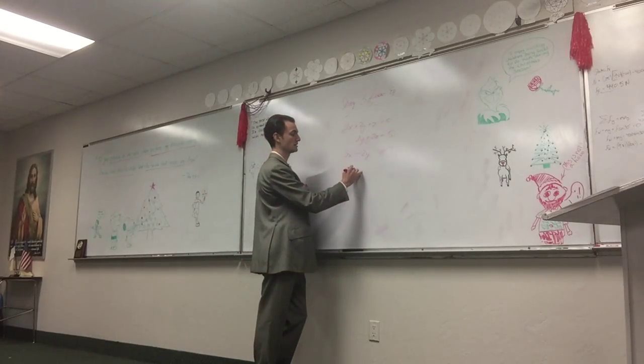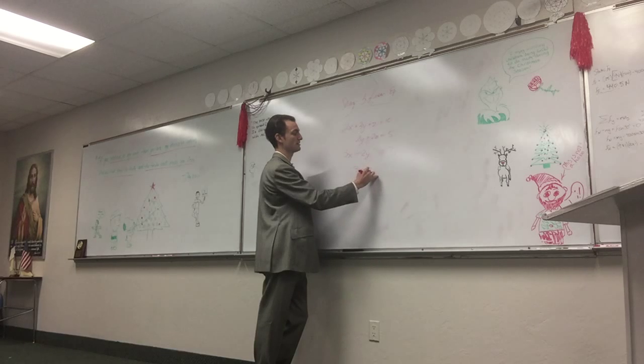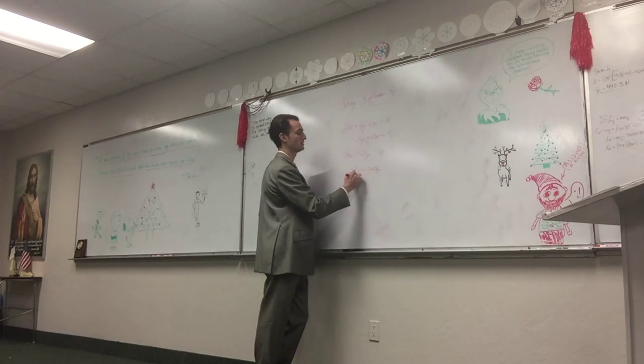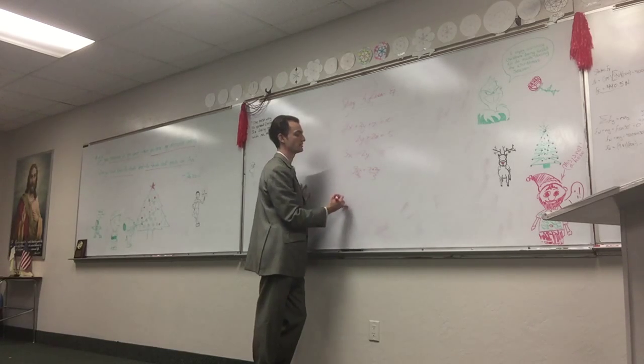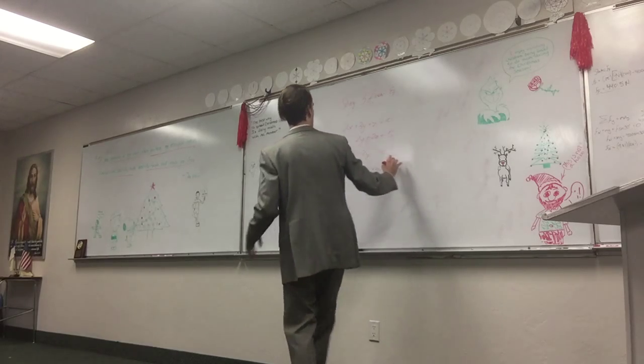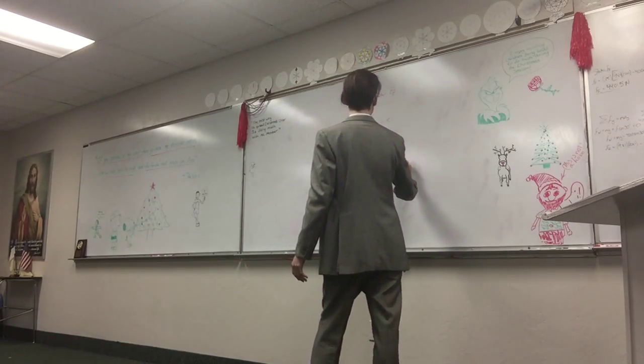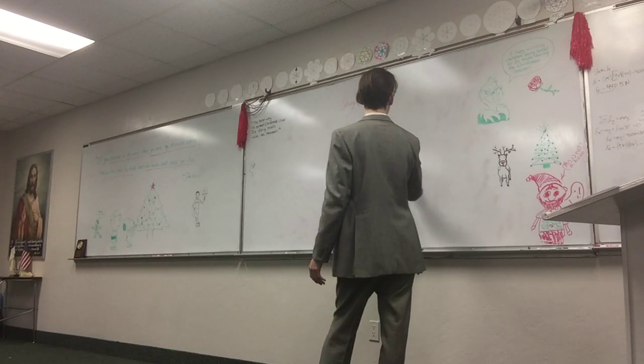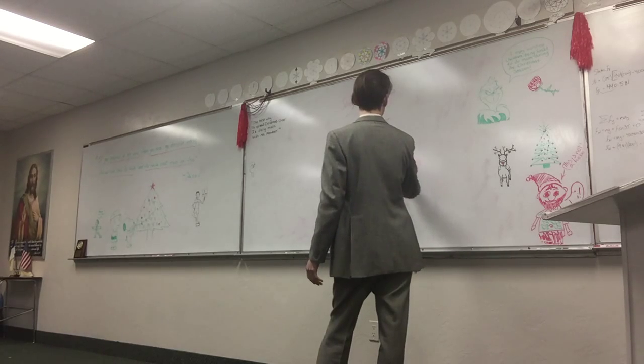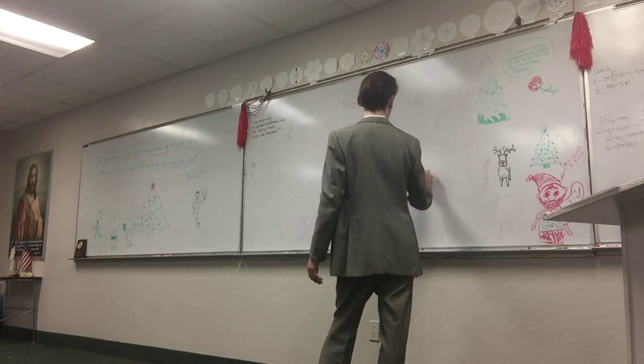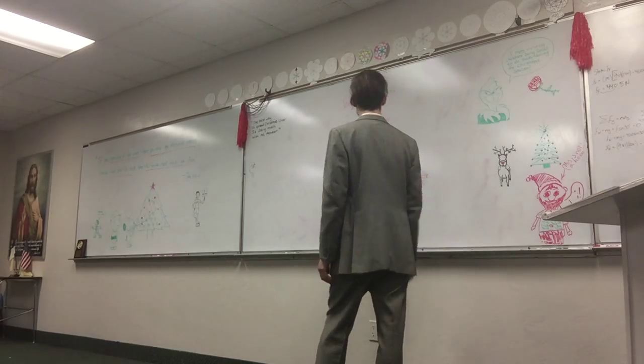Does that make sense? I get 3x equals 7 plus 2y, divided by 3. X equals (7 plus 2y) over 3. Here I'd get 2z equals 5 minus 2y, divided by 2. Z equals (5 minus 2y) over 2.